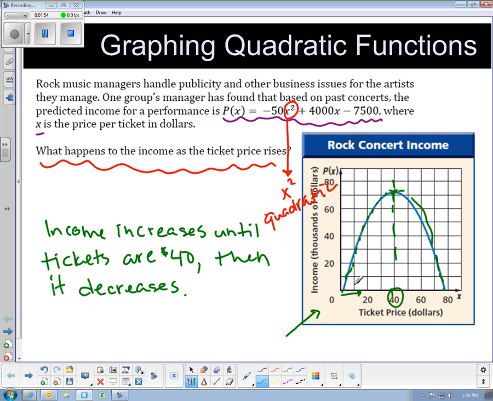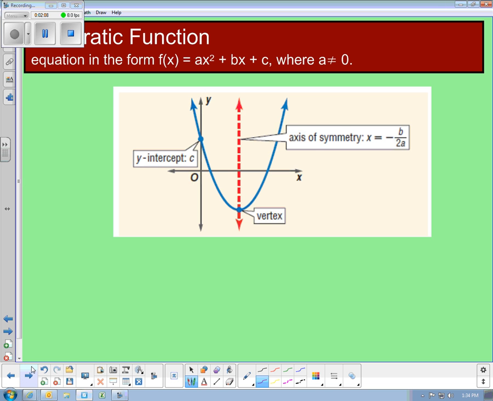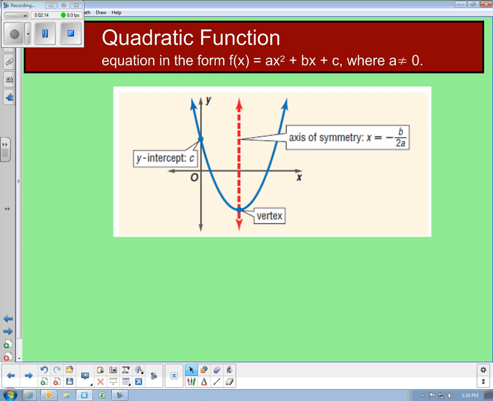Notice that this is not linear. This does not make a line. This makes what we call a parabola. So let's take a look at quadratic functions. A quadratic function is a function in the form f of x equals ax squared plus bx plus c, where a is not equal to 0. So we have to have a squared term, x to the second power. And this is what the graph looks like.